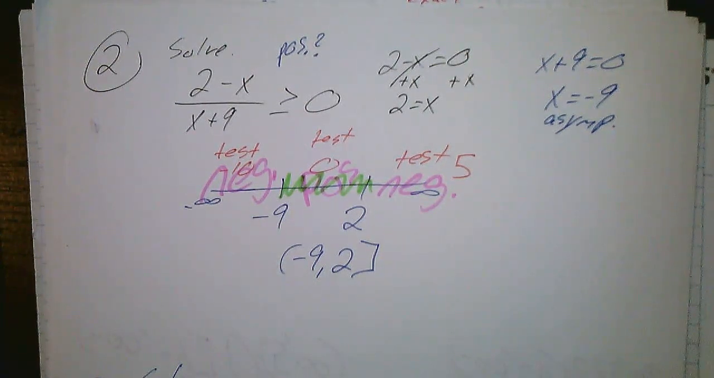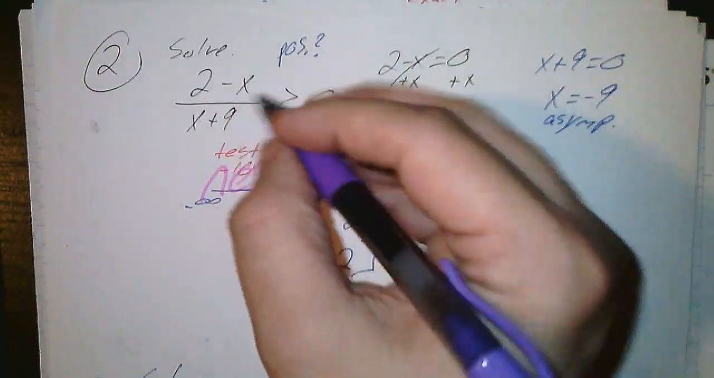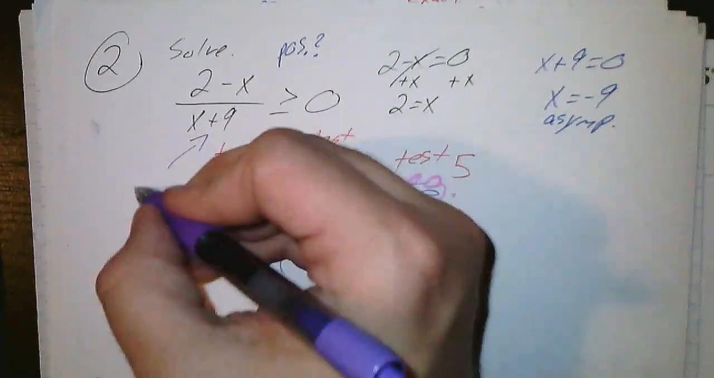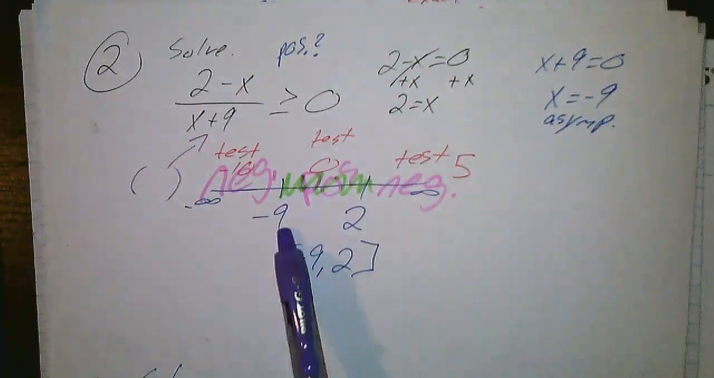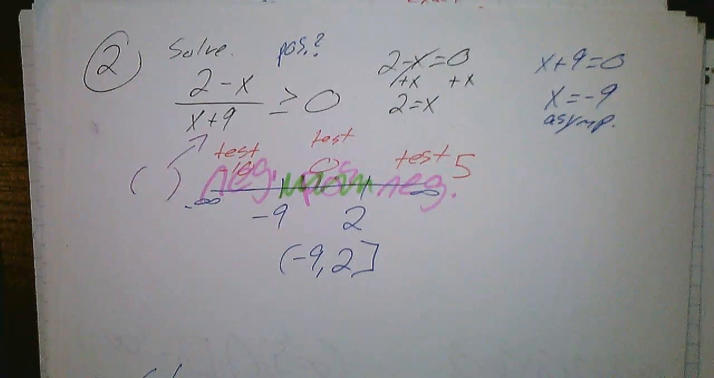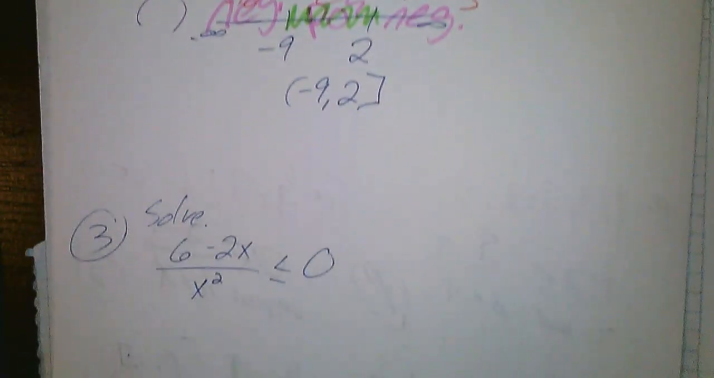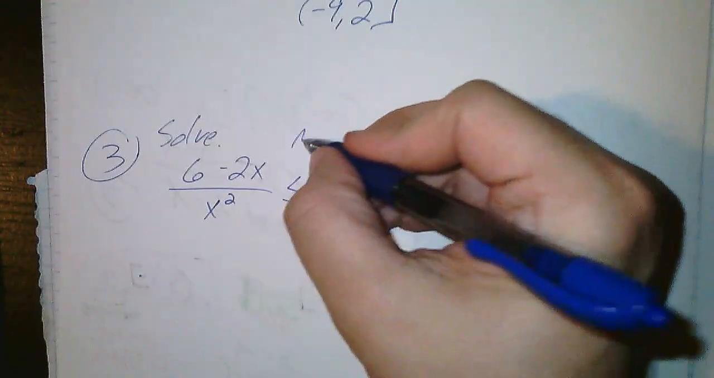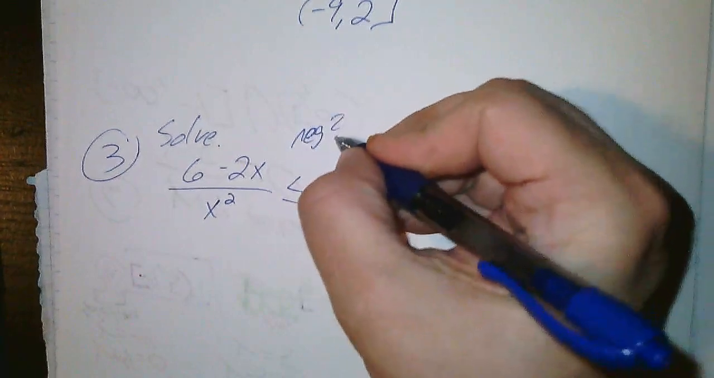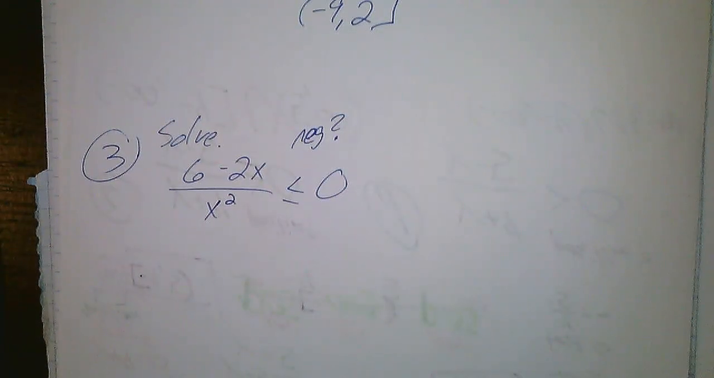And again, I feel like some students will think it maybe goes left to right, but -9 there gets the parenthesis because it's in the denominator. Finally, number 3. Solve 6 minus 2x over x squared is less than or equal to 0. So we are asking where is the function negative or equal to 0.